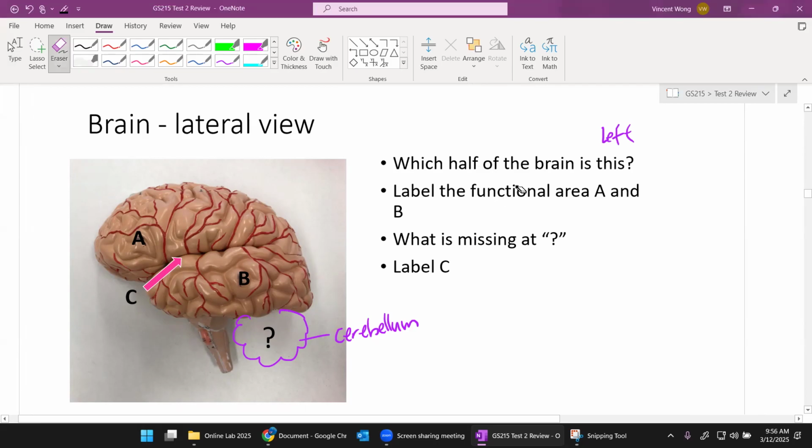And label the functional areas, A and B. A is Broca's area. You should know that by now. B is Wernicke's area. And C is this gap that divides the frontal lobe from the temporal lobe. That is called the lateral fissure. It's a little bit deeper than a sulcus, but it's just a groove.